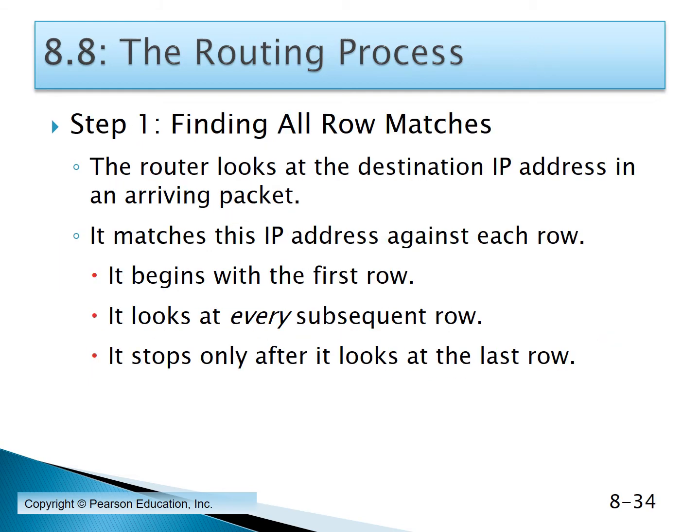So step 1, the router will look at the destination IP address in the packet, and then it will match this IP address against each row. First it will of course apply the mask to this IP address, and then it will see whether it's matching with any of the rows. We'll begin with the first row, and then look at every subsequent row. Even if you find a match, you still have to continue. It will only stop after it looks at the last row.